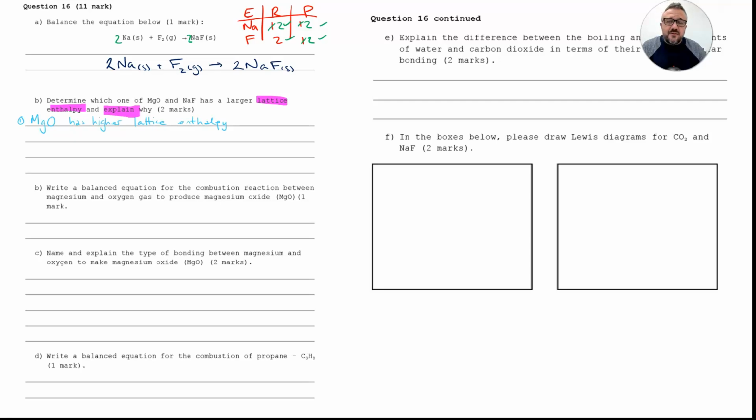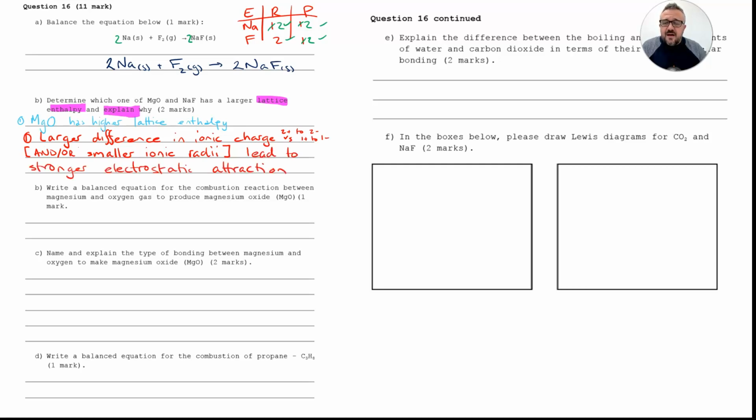So first, we get 1 point for identifying, right? Magnesium oxide has the higher lattice enthalpy, and then we get a point for explaining it. So larger difference in ionic charge, +2 to 2 minus, versus +1 to 1 negative. And/or we could talk about the smaller ionic radius, or radii, between the two. Therefore, this leads to a stronger electrostatic attraction.